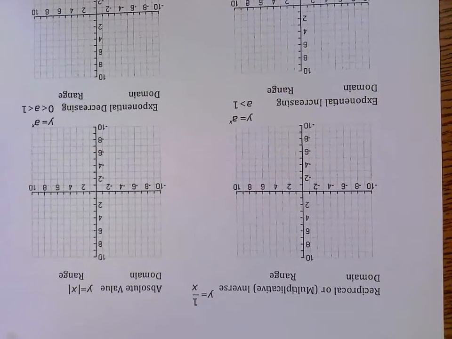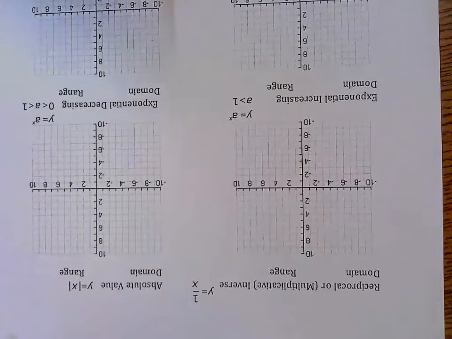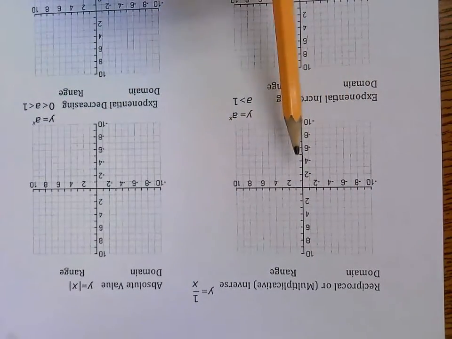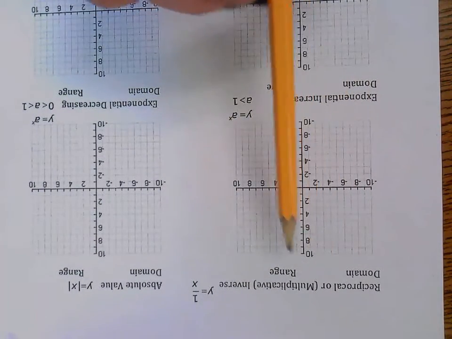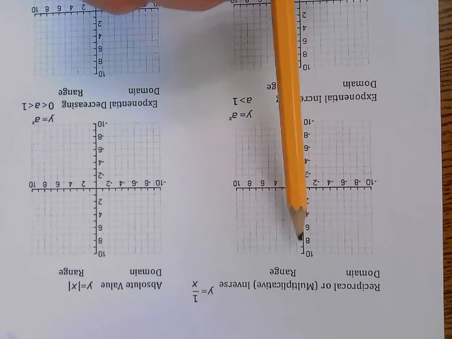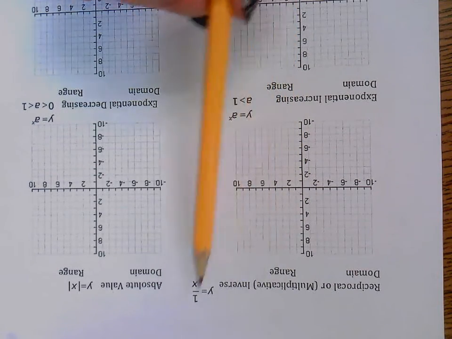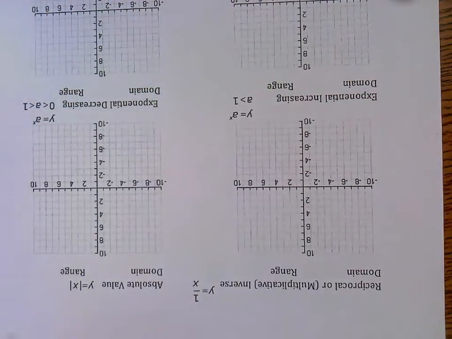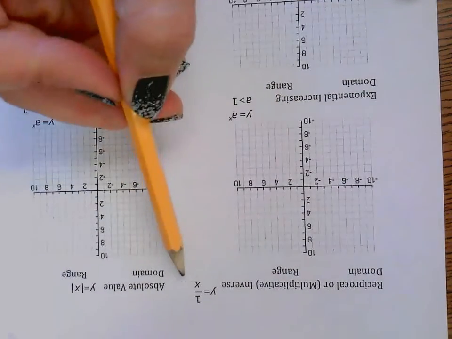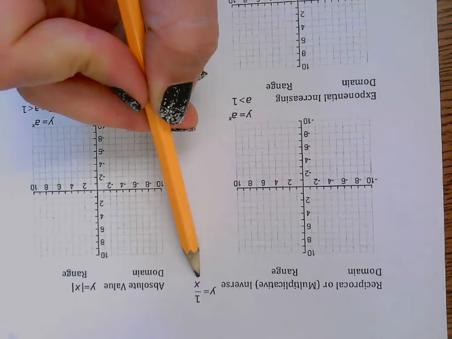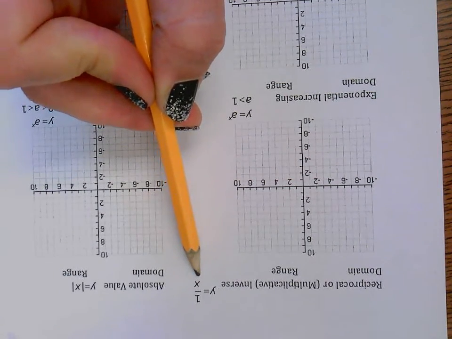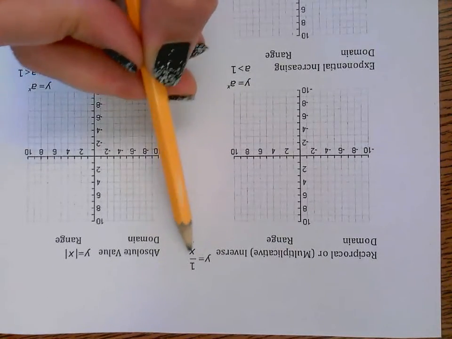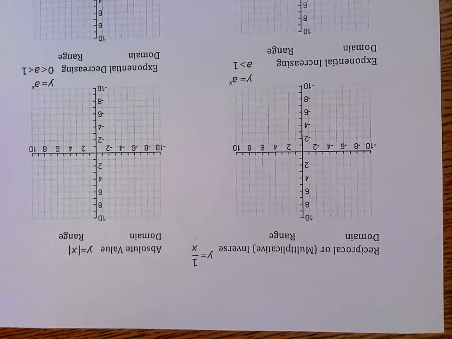All right, here is one that I put on the parent function list, but I'm not going to really be assessing you on it this unit because we're going to spend a whole unit on rational functions. But it's called the reciprocal function. I'd like you to just kind of sketch it for now. If I plugged in 0, would that be a problem? So if I plug in 0 for x, is that going to be a problem? And why?